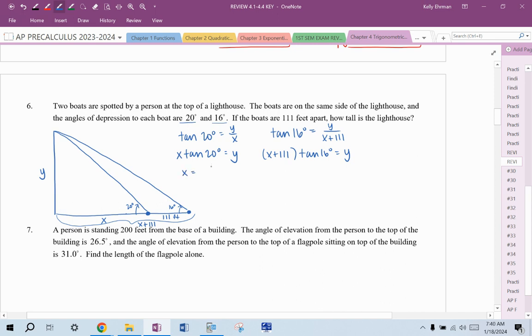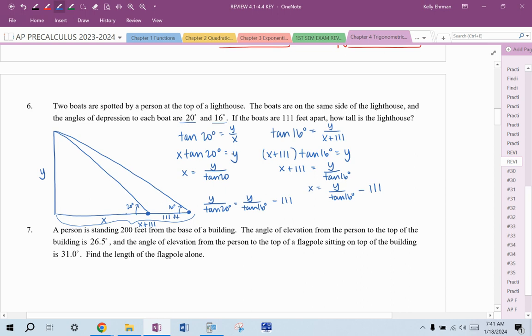Solve this for x. x is equal to y over tangent of 20. And over here, you can divide y by the tangent of 16. And then to solve for x, you're going to subtract 111 over to the right side. Now these 2 equations can be set equal to each other, and you have just y's left in your equation. So y over the tangent of 20 degrees equals y over the tangent of 16 degrees minus 111.